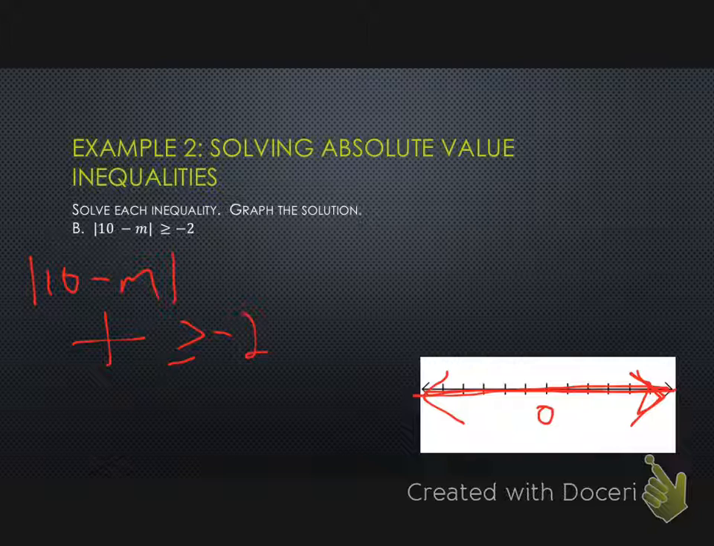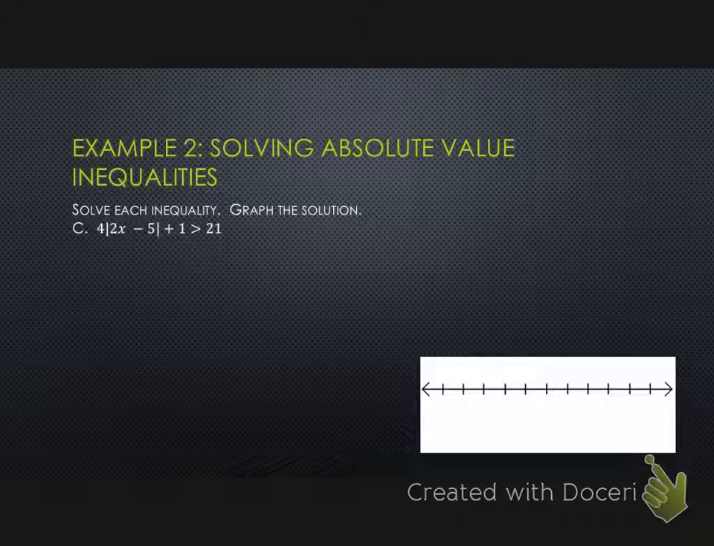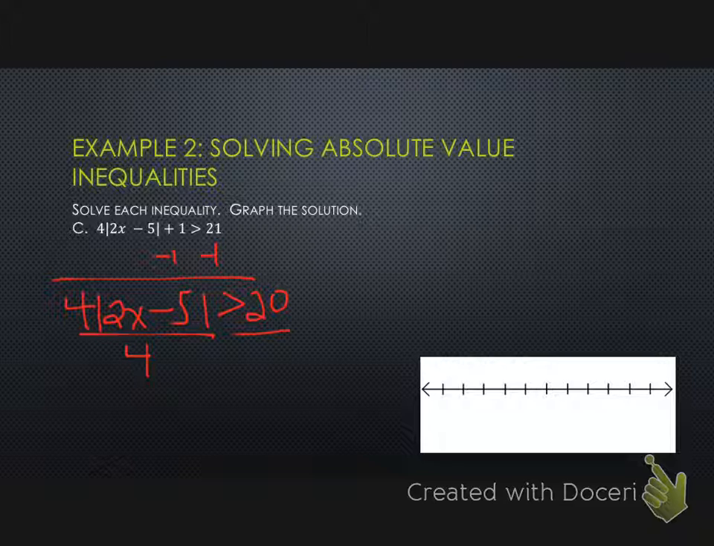So let's look at C. The first thing we need to do is remember to isolate the absolute value expression. So the first thing I need to do here is get rid of what's added or subtracted to the absolute value expression. So we're going to subtract 1. So we get 4 times the absolute value of 2x minus 5 is greater than 20. Now, we still have this 4 outside, so we need to divide by 4. So I have the absolute value of 2x minus 5 is greater than 5.